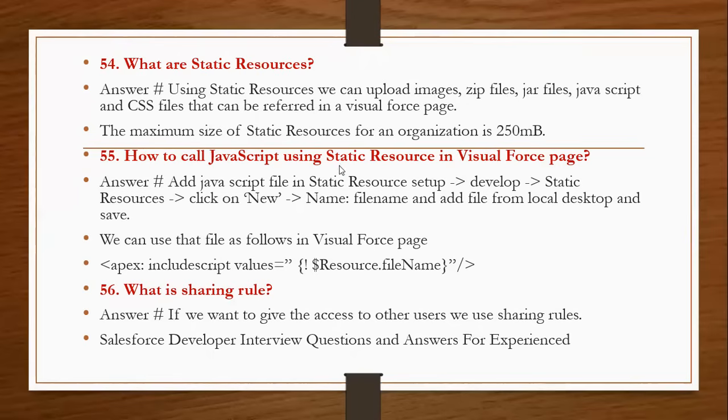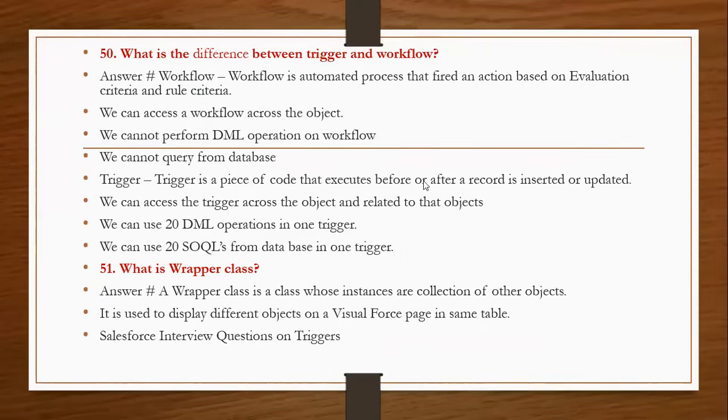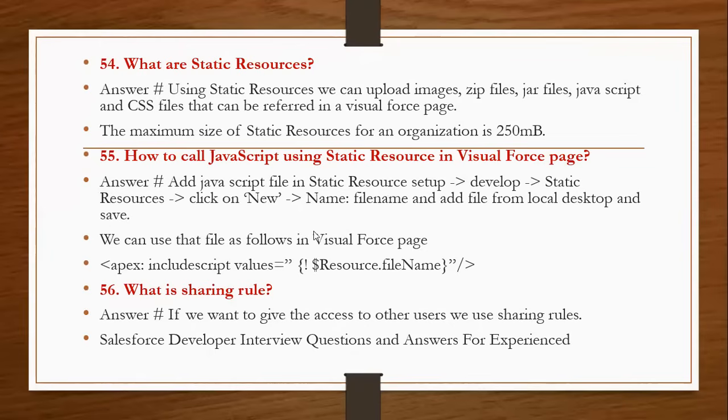How do we use JavaScript as a static resource in a Visualforce page? To add JavaScript files as static resources: Setup, Develop, Static Resources, click New, enter the file name, choose the file from the local desktop and save. We can use that file in a Visualforce page with apex:includeScript, with the value as the file name.